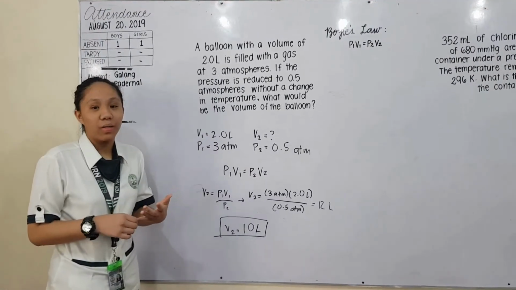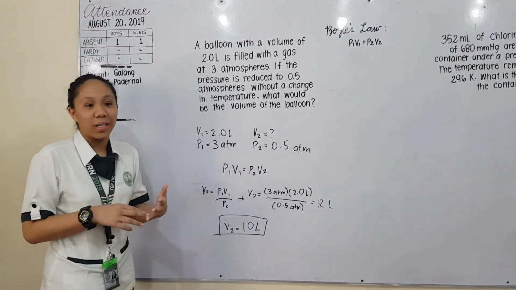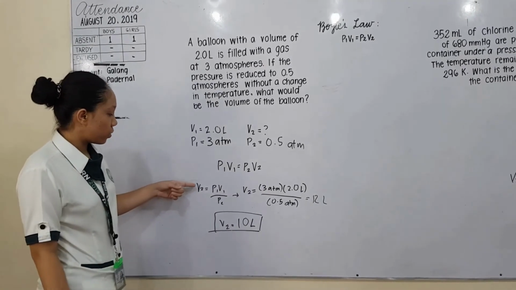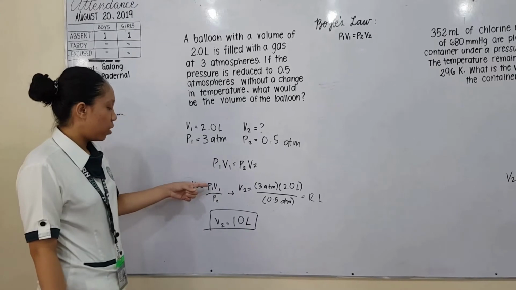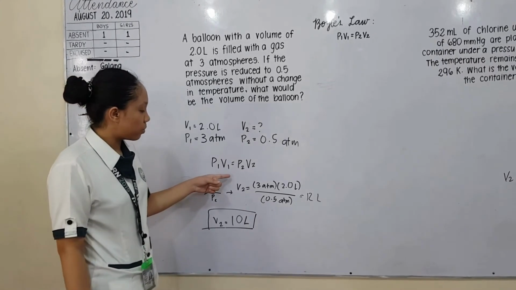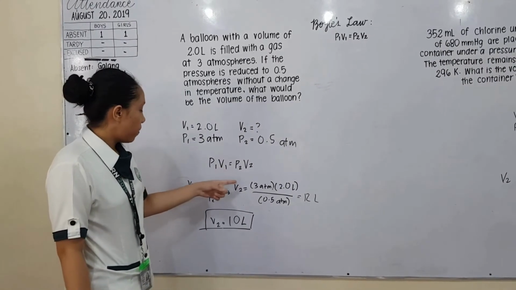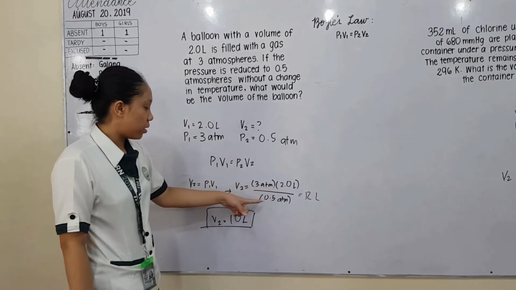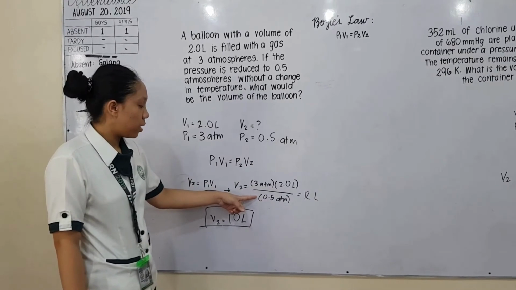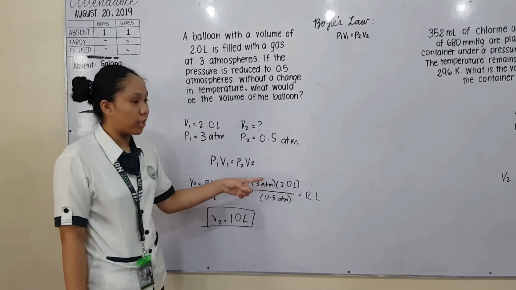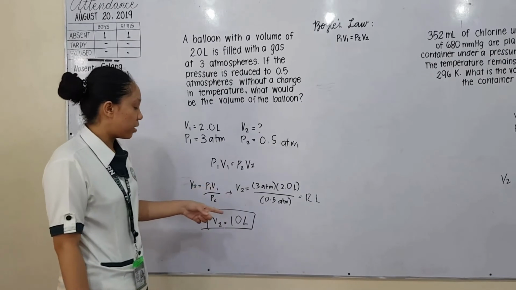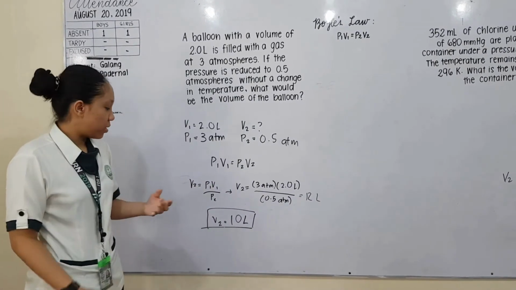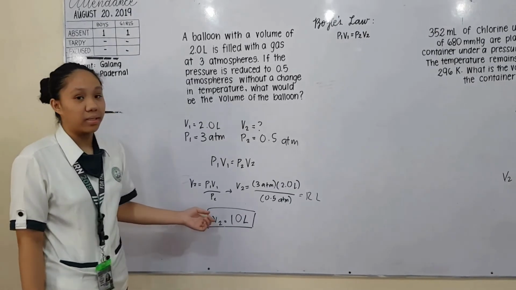Using Boyle's law, which is P1 times V1 is equal to P2 times V2, we would derive it to V2 is equal to P1 times V1 over P2. We would then substitute the values given. P1 would be 3 atmospheres, V1 would be 2.0 liters, and P2 would be 0.5 atmospheres, which would give us 12 liters. Since we have 1 as the least significant figure, our answer would be 10 liters.